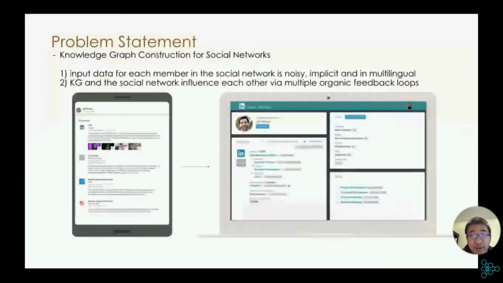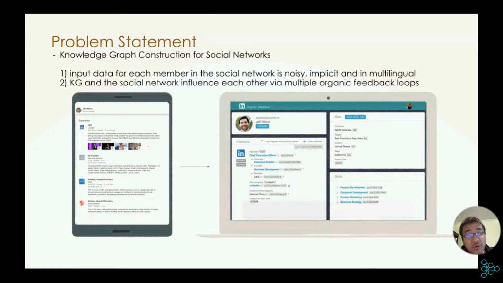The second challenge is that the knowledge graph for a social network is not static. It will grow when the social network grows. On the contrary, the social network will also grow when the knowledge graph grows. So their interaction is affected by multiple organic feedback loops. These two challenges fundamentally differentiate a social network's knowledge graph from the Google or Amazon knowledge graph.